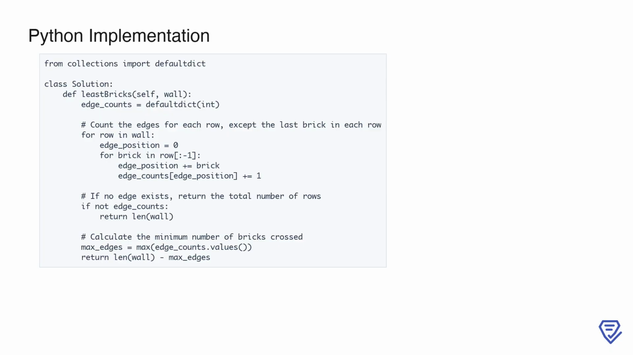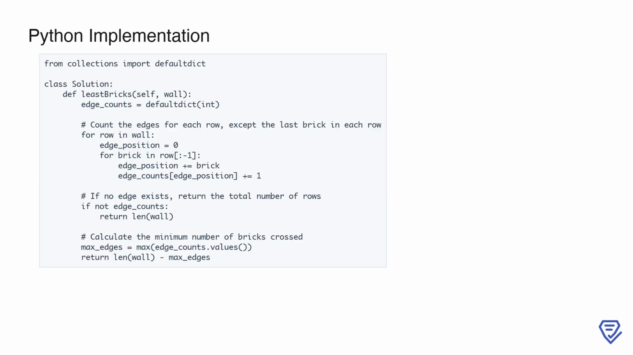Let's break it down step by step. 1. Imports. The defaultdict from the collections module is imported. This is used for counting edge positions efficiently without needing to check if a key exists in the dictionary. 2. Class and function definition. The class Solution and its method leastBricks are defined. The method takes the wall, represented as a list of lists where each inner list contains the widths of bricks in a row.